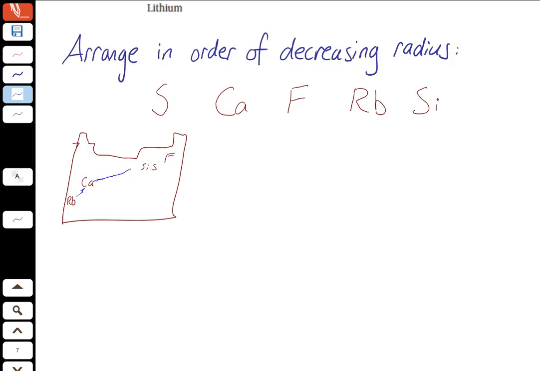And then in terms of these, we know that silicon and sulfur are going to be bigger than fluorine, again, because they're in the next quantum level. And fluorine being all the way over to the right on the second row is going to be probably the smallest. So our order of decreasing radii would look something like this.